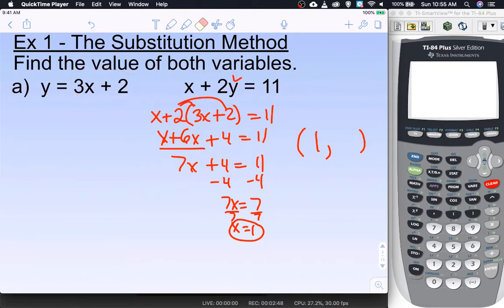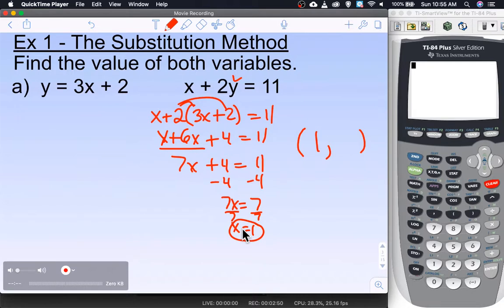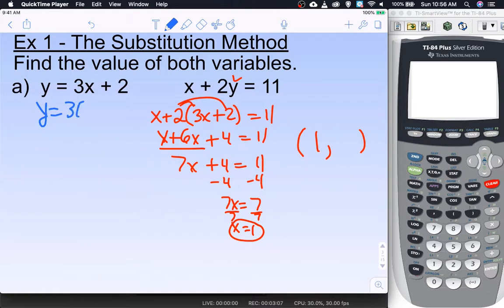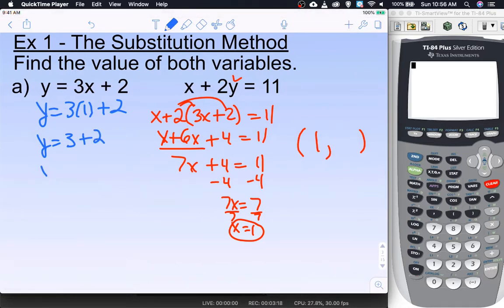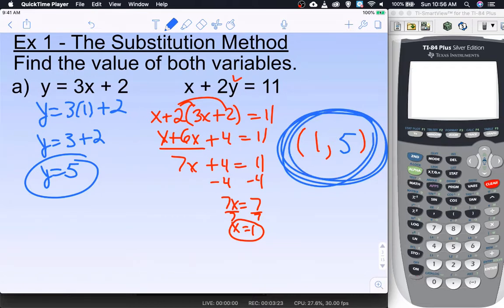And just like with the previous method, once you've found the value of one variable, the way you find the other one is you take that and you plug it in. So x equals 1, I could plug in 1 here and solve this, or I can plug the 1 here and then solve that. I'm going to do the first equation here. So y equals 3 times 1 plus 2. I plugged in my x value of 1 for x, and now when I solve that equation, y equals 3 plus 2, y equals 5. That is my solution using the substitution method.